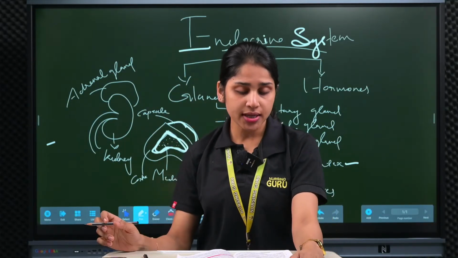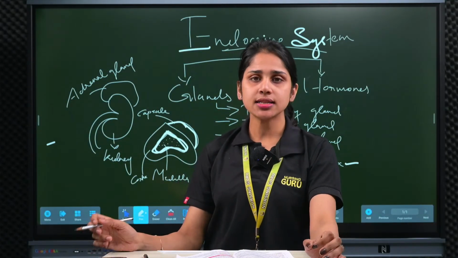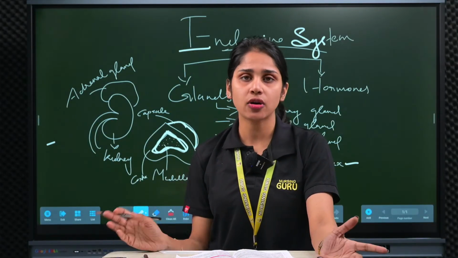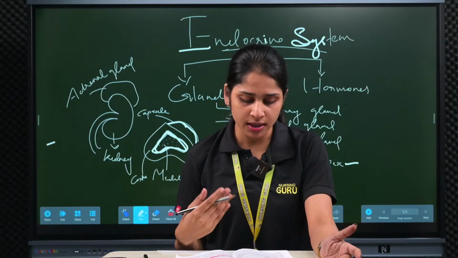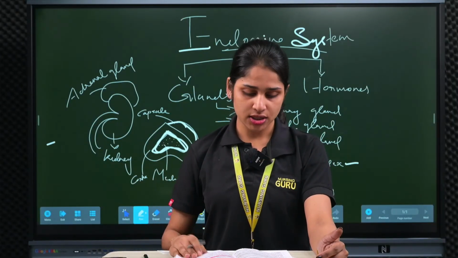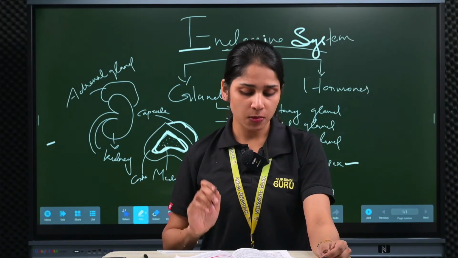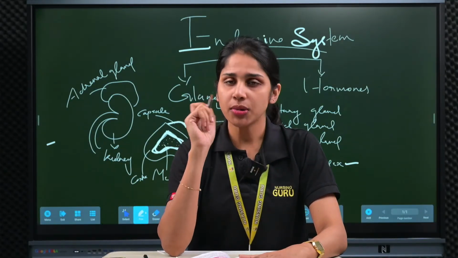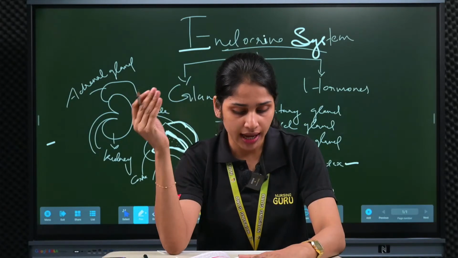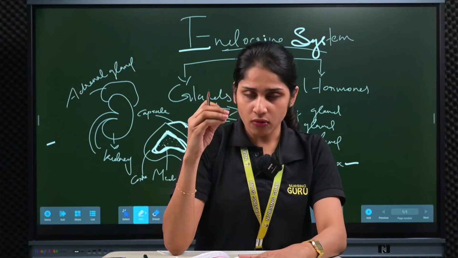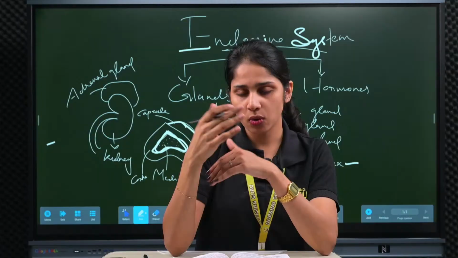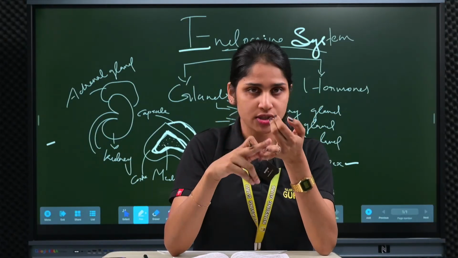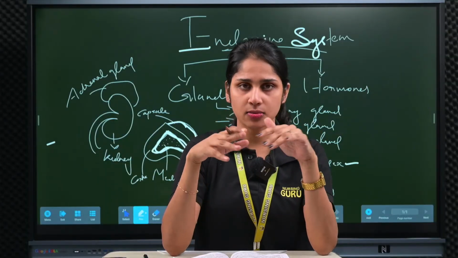Next one is mature follicle. This is the large fluid-filled follicle which is ready to undergo ovulation. Next, last one, corpus luteum. It is the remnant of the mature follicle left behind after ovulation. It produces progesterone, estrogen, and relaxin. These are the hormones it produces.